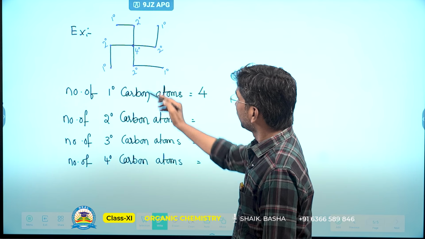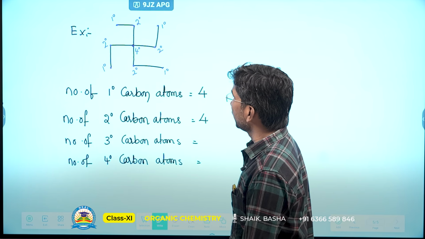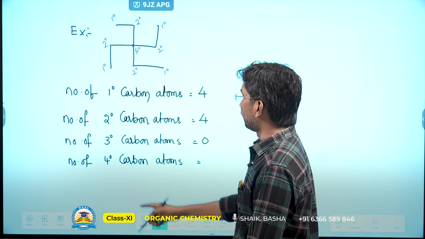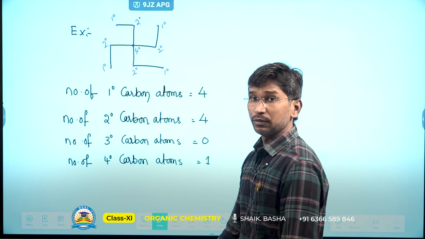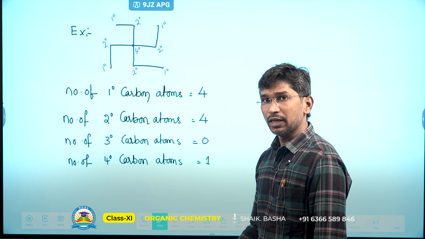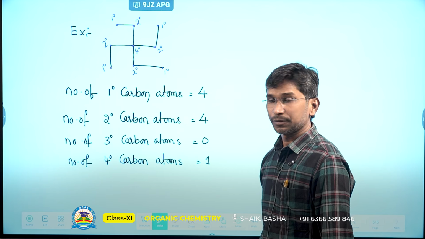Number of secondary? 1, 2, 3, 4. Here also 4. Number of tertiary? There is no tertiary carbon atom. 0. Number of quaternary carbon atoms? 1. Now, here quaternary carbon atoms are only 1. That's why no need to identify types of quaternary carbon atoms.